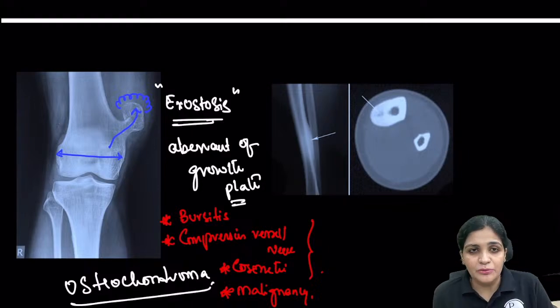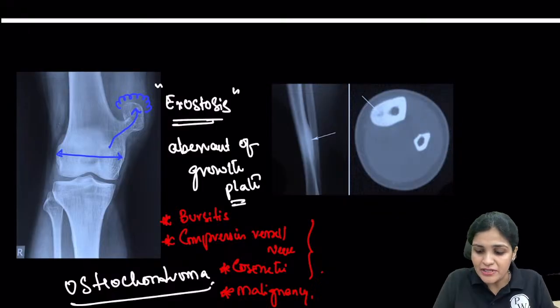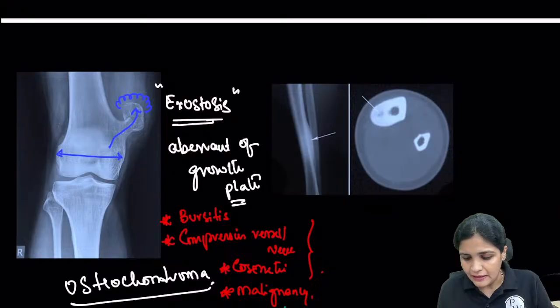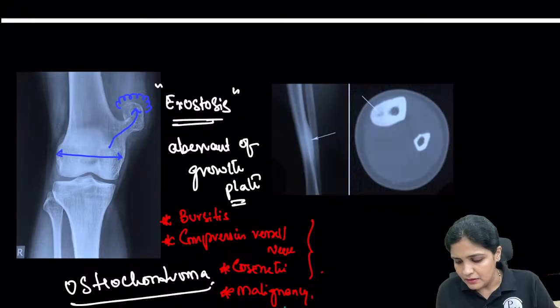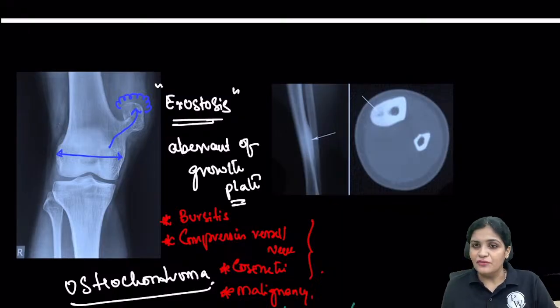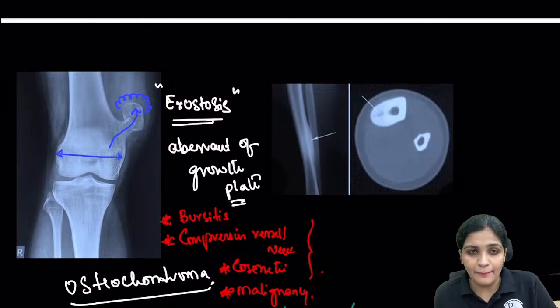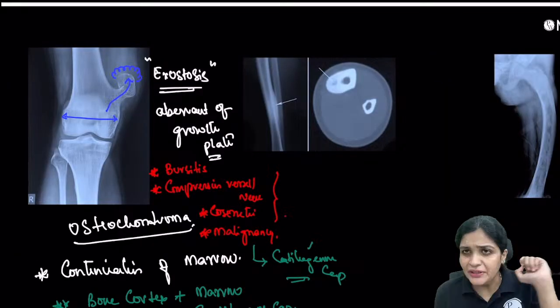So usually the answer would be, it could be because of the bursitis or compression of the adjacent vessel or the nerve. Cosmetic purpose, because there is a swelling, usually they feel that it is abnormal for them, not normal. And then there is a high chance of this converting into malignancy. Especially what converts into malignancy? What is the risk factor here for the malignancy? The cartilaginous cap, right? There is a high chance of this cartilaginous cap converting into a malignancy. Those are some of the important points which you have to remember about the exostosis.